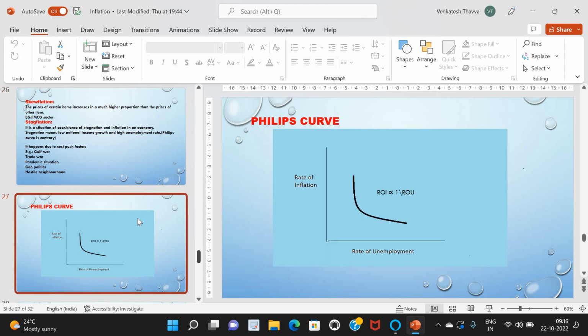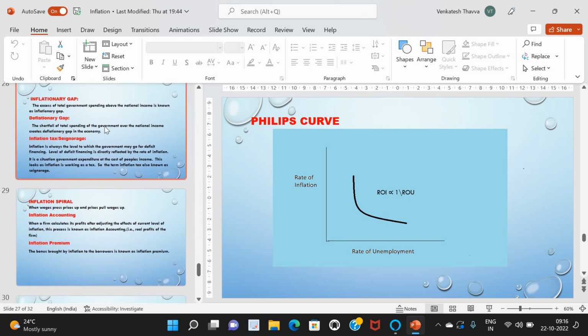Next, coming to the Phillips curve. The Phillips curve shows the relationship between the rate of inflation and the rate of unemployment. It has an inverse relationship. The curve suggests that the lower the inflation, the higher the unemployment, and the higher the inflation, the lower the unemployment. This is about the Phillips curve.